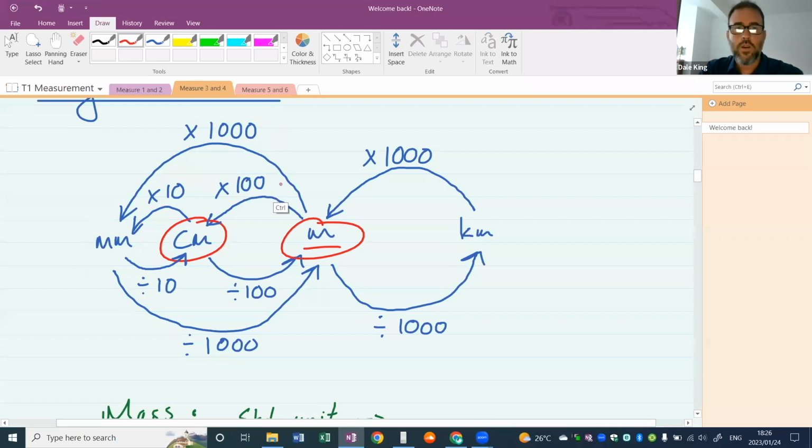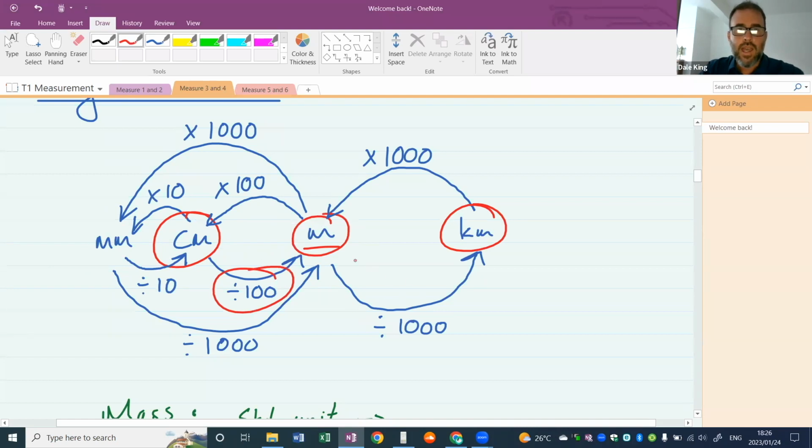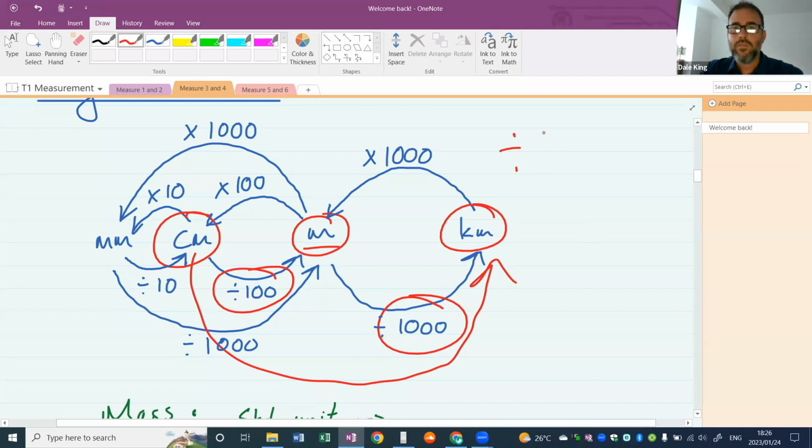So if you want to go from centimeters to kilometers, how big is the jump from centimeters to meters? All right. Well, centimeters to meters is 100, and from meters to kilometers is 1,000. So then how big will the jump be from centimeters all the way to kilometers? You can find that by saying 100 times 1,000. So you're going to divide by 100 times 1,000. It's a huge number.